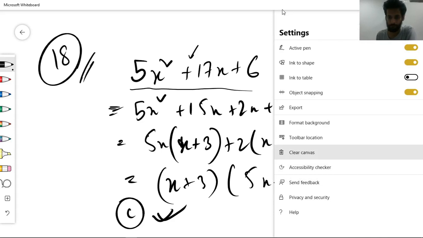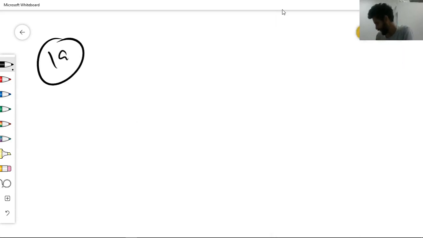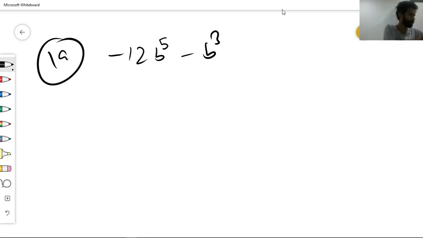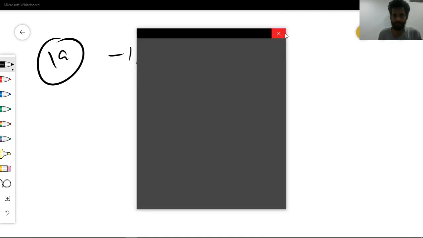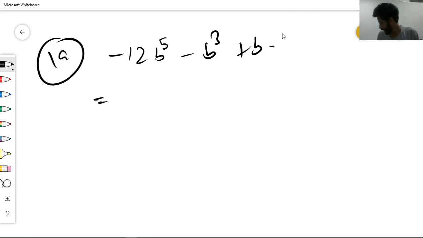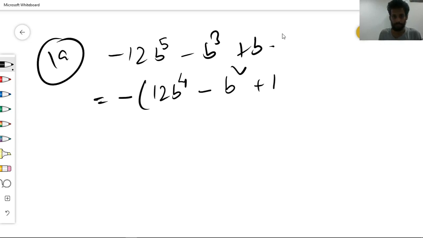After that, question 19. What is the complete factorization of minus 12b to the 5 minus b cubed plus b? So we have to factorize this. First we will take common. When I take minus b common, it will be 12b to the 4 minus b square plus, sorry, this one will be plus and this one will be minus 1. We have taken minus b common.